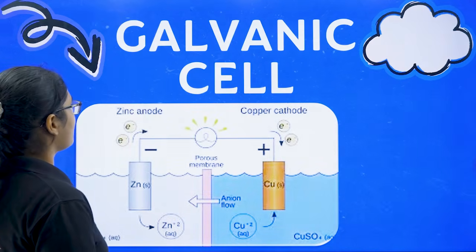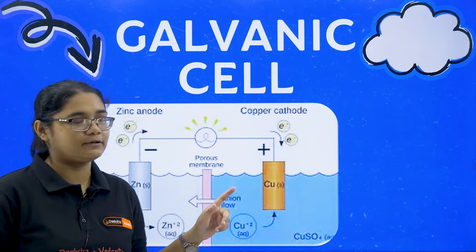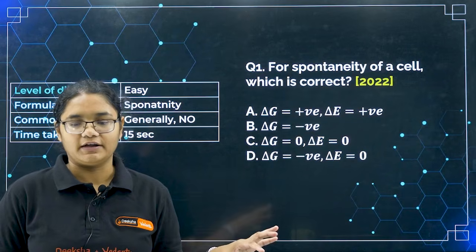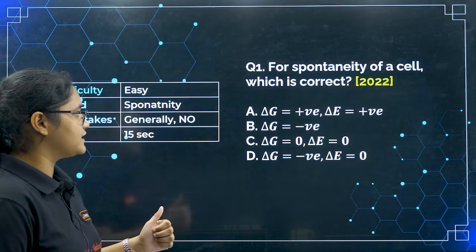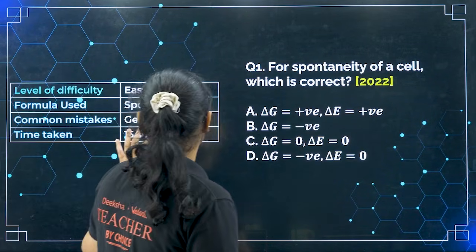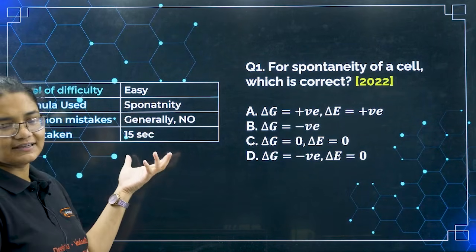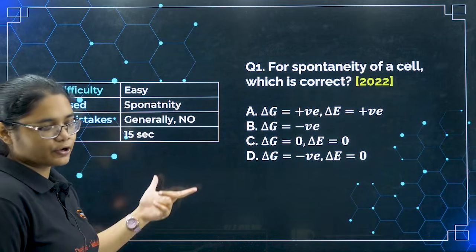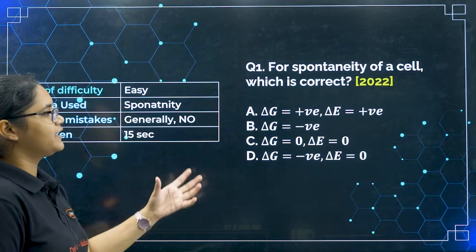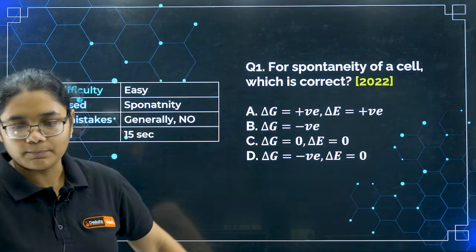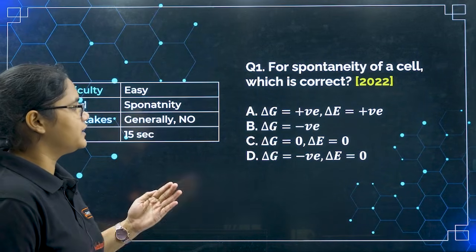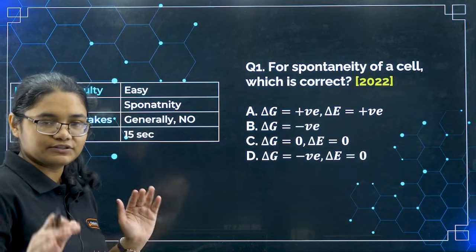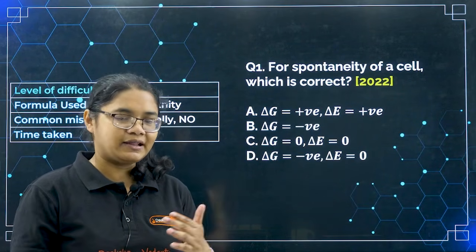Our first topic is galvanic cell, so we'll be doing questions from galvanic cell. The first question is in front of you: for the spontaneity of a cell, which is correct? A minimum of 10-15 seconds is required, and this question is on the easier side, and the concept used is spontaneity. Generally there should not be any mistake if you have understood the concepts properly. For spontaneity of the cell, which is a correct criterion? So I hope all of you pause the video now, answer the question, and then see the solution.